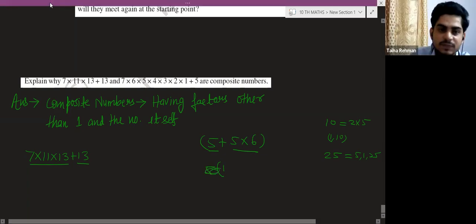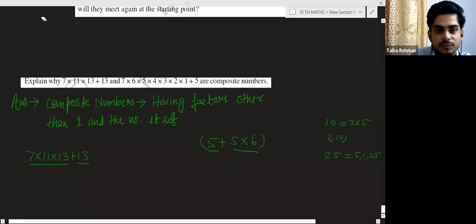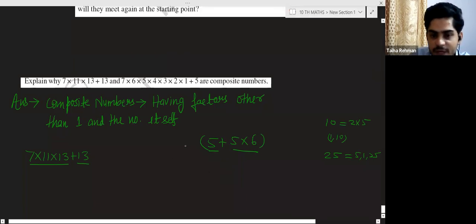If we take a number common, it means we are dividing this number with that number. So divide this and this. 5 is common. This will become 1. And this will become 6.